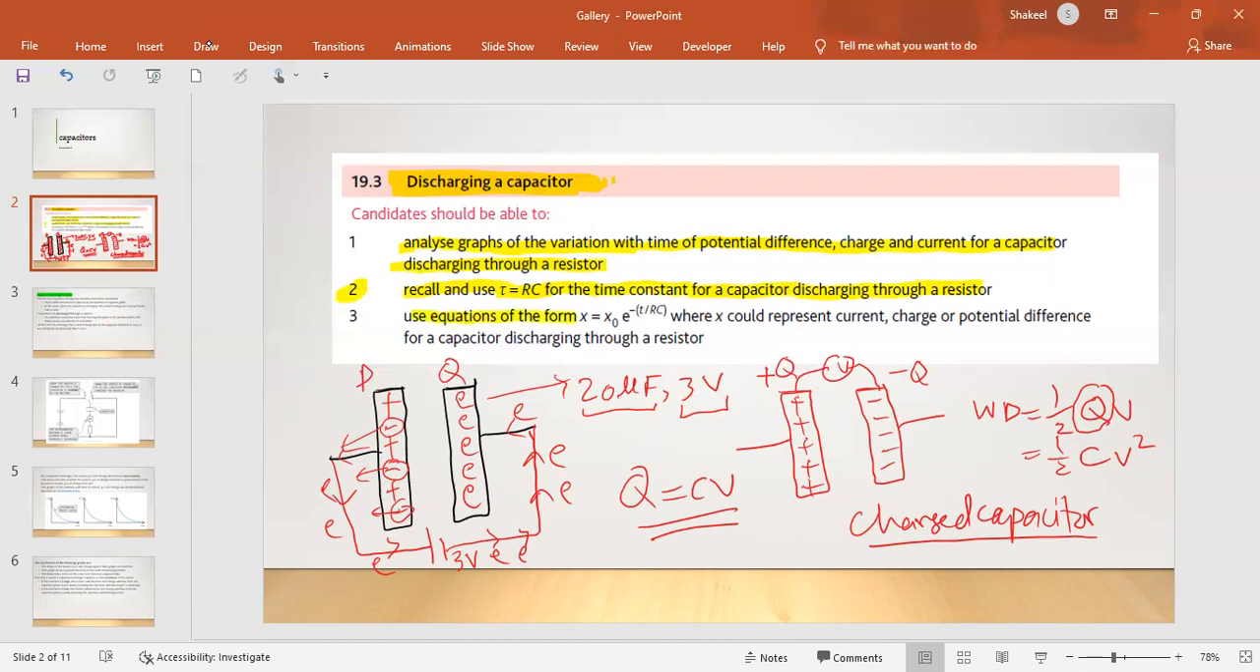Then we have to use the equation x equals x naught e power minus t over RC. This is an exponential equation. What will x and x naught be? X and x naught can be potential difference, charge, or current. So x is a generic symbol. You can replace it with any of the three. T, small t. What is small t?